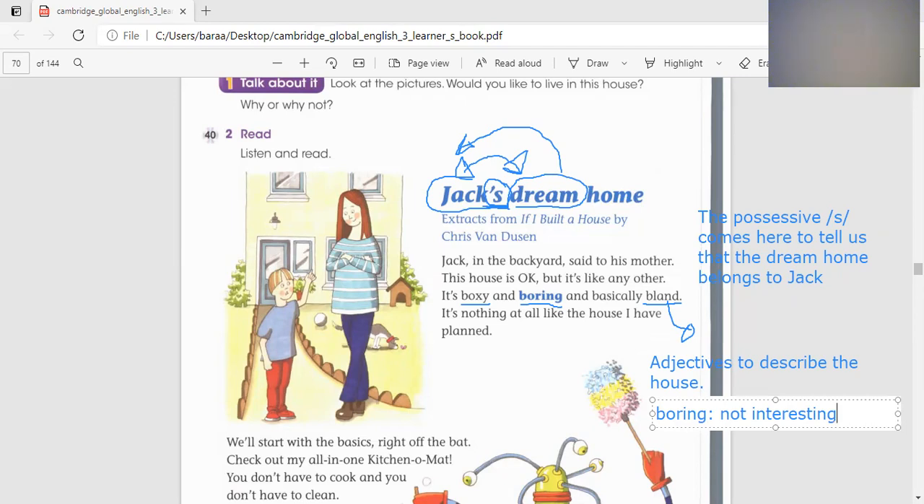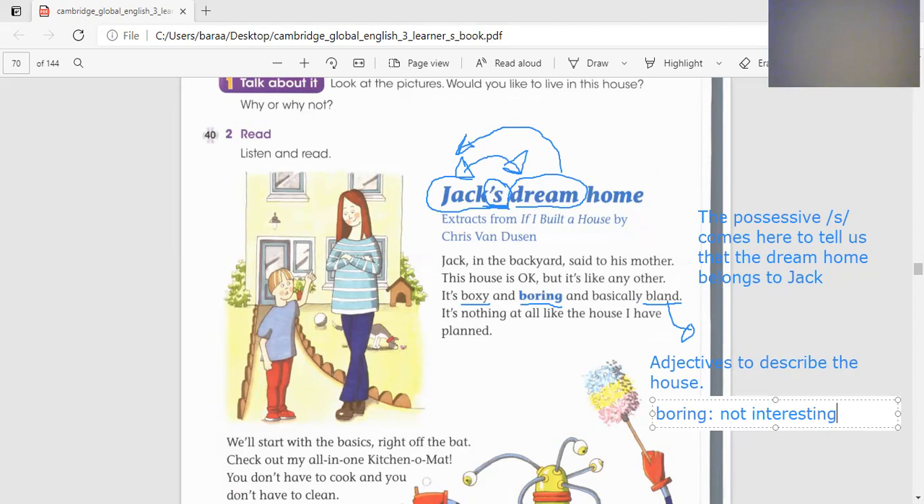And bland, it means it does not have strong features. You know that when I have something boring and it's like any other house, nothing is unique, nothing is attractive, so I'm going to be bored. But he wants to create something, or the dream home that he is dreaming to have is out of the ordinary.